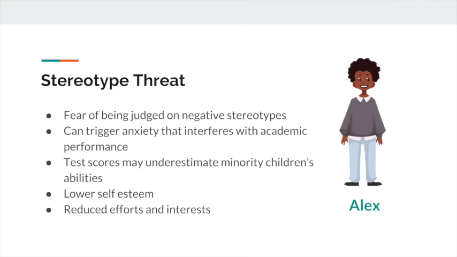Kids, especially those from stigmatized groups, may readily absorb ethnic and gender stereotypes during development. Stereotype threats, which refers to the fear of being judged on these negative stereotypes, can trigger anxiety, and this anxiety may interfere with performance. This may consequently lower Alex's self-esteem. With a reduced self-esteem on academics, Alex may lose interest or feel discouraged in putting in more efforts.